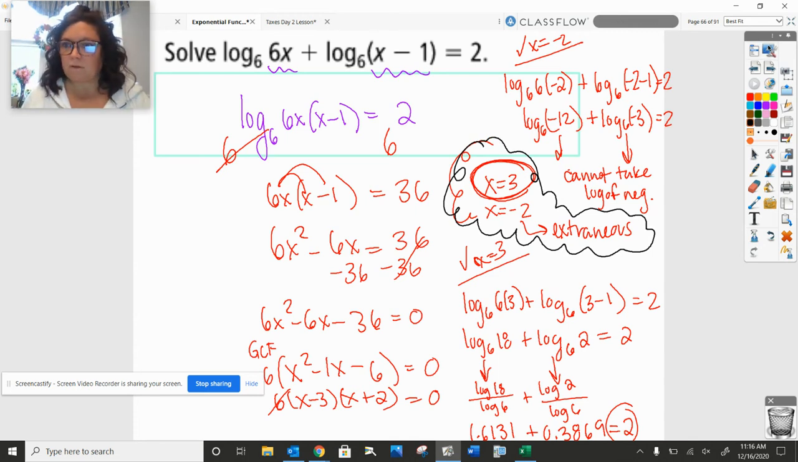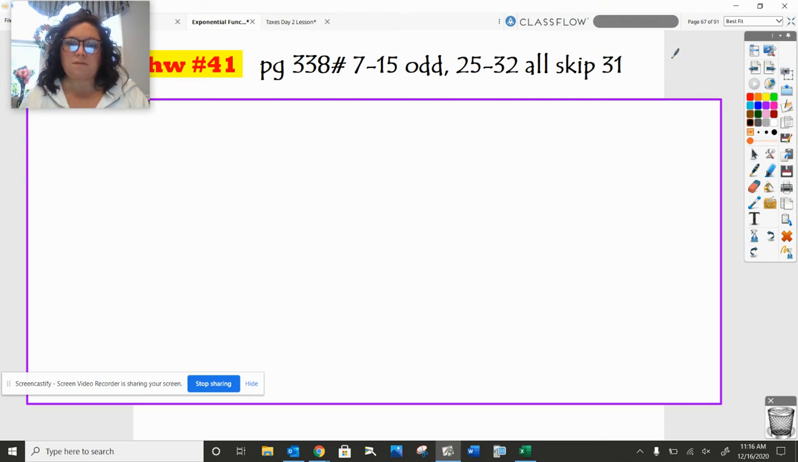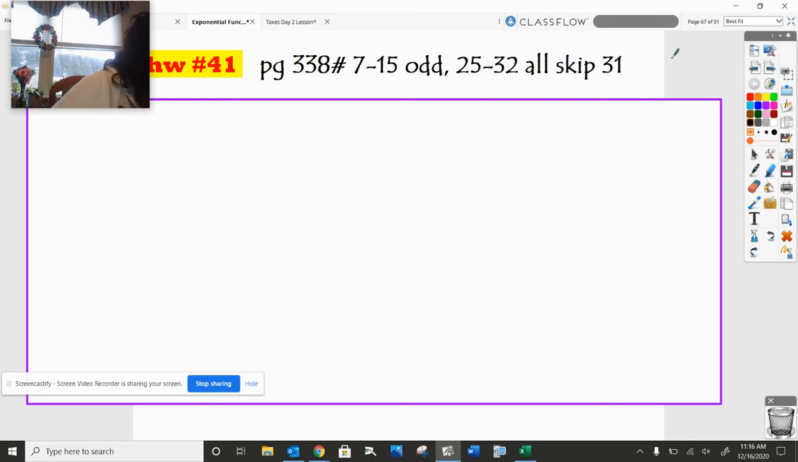Okay, so homework number 41, there's some odd questions in there. So the answers are in the back of the book so that you can double check, which kind of works out nicely here. 25 to 32 all, however, you're skipping number 31 in that set. All right, so let me just double check here like I always do to make sure I don't need to tell you anything, and then I'll let you guys go.